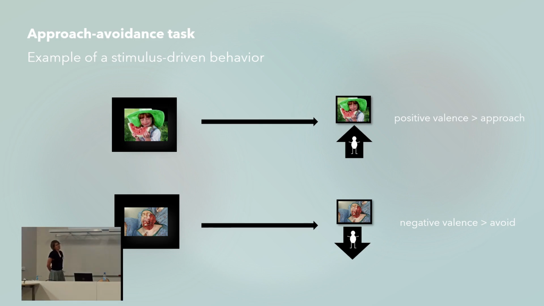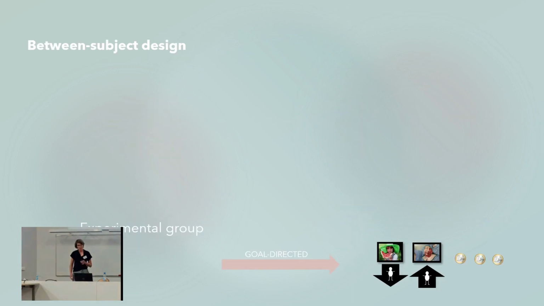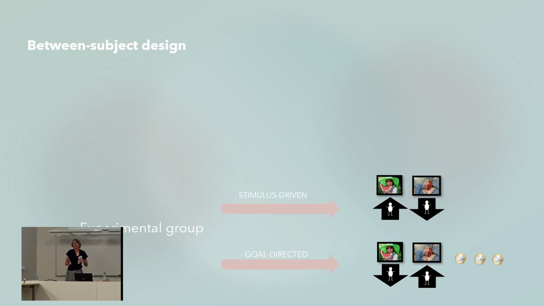Yeah, and in the study, we used an approach avoidance task. We did a preliminary experiment with the TMS method to show that we indeed find this stimulus-driven process, so that we can measure action tendencies in this way with this paradigm. And we used this to make a more complex design in the study I present here. We had an experimental group and a control group. And in the experimental group, we assumed that there is anyway this stimulus-driven process from positive approach, negative avoid.